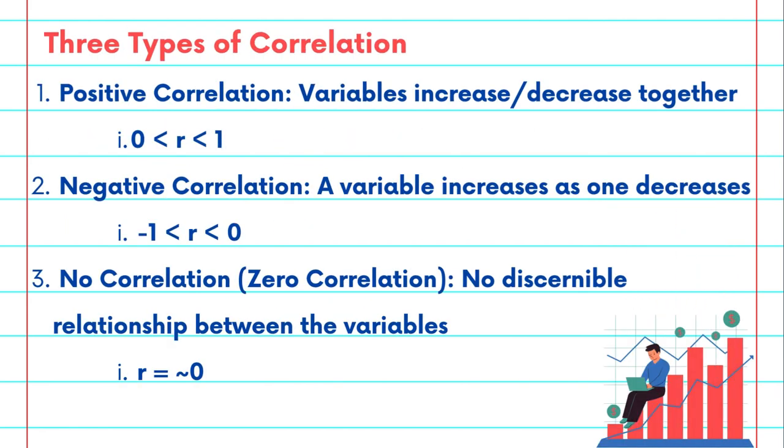There are three types of correlation: positive correlation, in which both variables increase or decrease together. The correlation coefficient will be positive, typically ranging from 0 to 1. There's also negative correlation, in which one variable will increase as the other decreases, and vice versa. The correlation coefficient will be negative, typically ranging from -1 to 0. There's also no correlation, or zero correlation. This is when there is no discernible relationship between the variables. The correlation coefficient will be approximately 0.